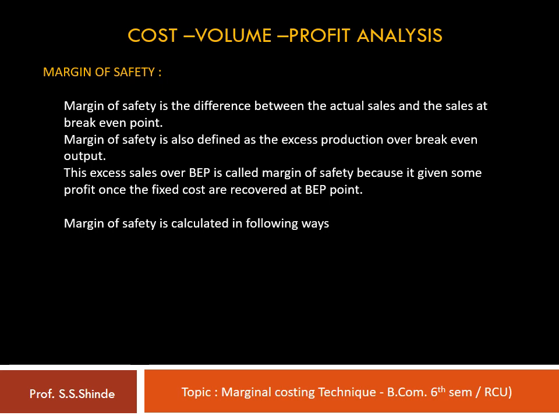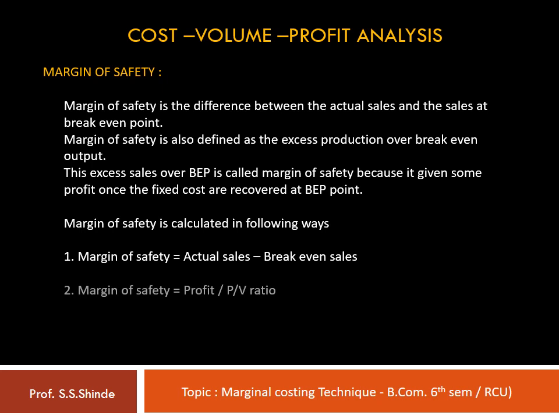Margin of safety is calculated in the following ways. One, margin of safety is equal to actual sales minus break-even sales. It's also calculated by the equation profit divided by PV ratio. Third, margin of safety in units can be calculated as profit divided by contribution per unit.